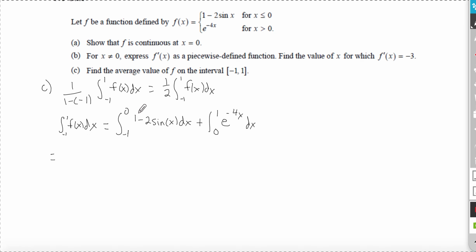And the antiderivative of 1 minus 2 sine of x would be x, the antiderivative of 1 is x, minus the antiderivative of 2 sine, so I need the antiderivative of sine, which is negative cosine. So this will become plus 2 cosine of x. Remember, you can always check your work by taking the derivative. Derivative of x is 1, derivative of 2 cosine of x is -2 sine of x. And that's going to be evaluated from -1 to 0.